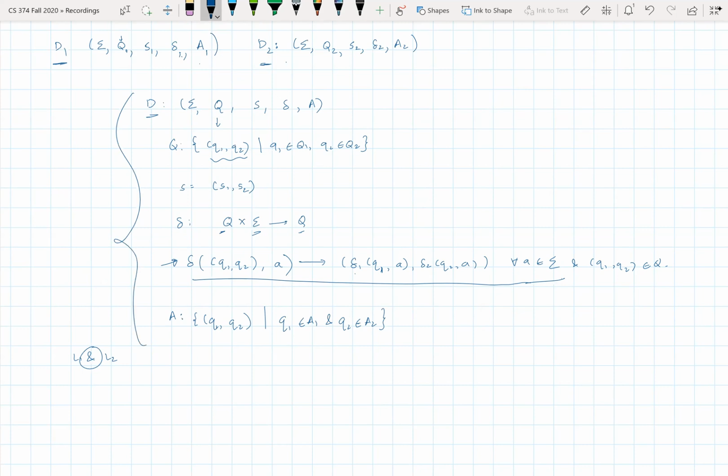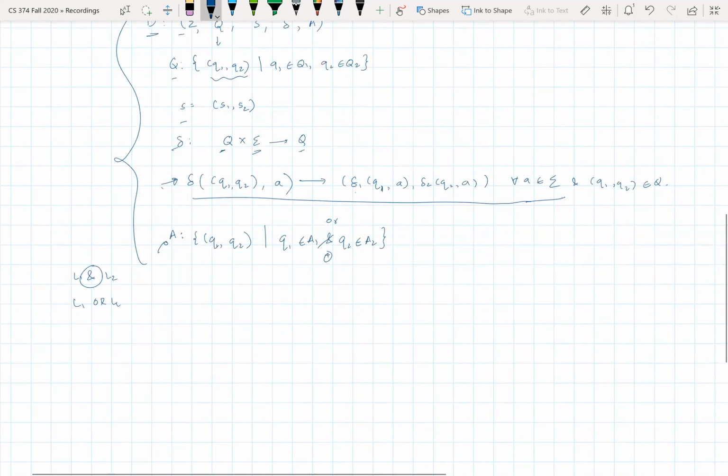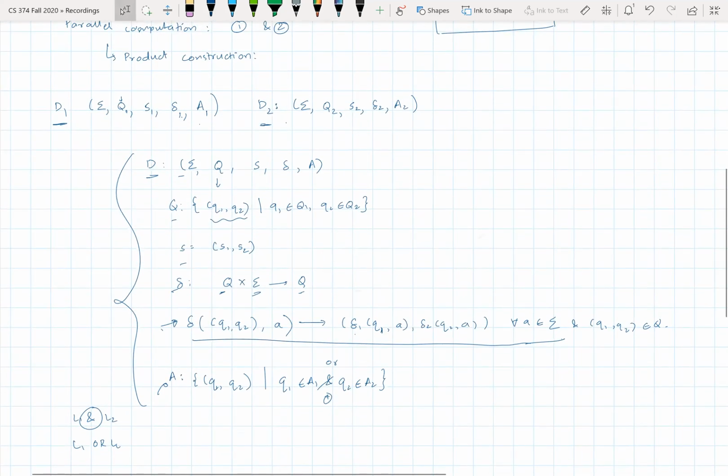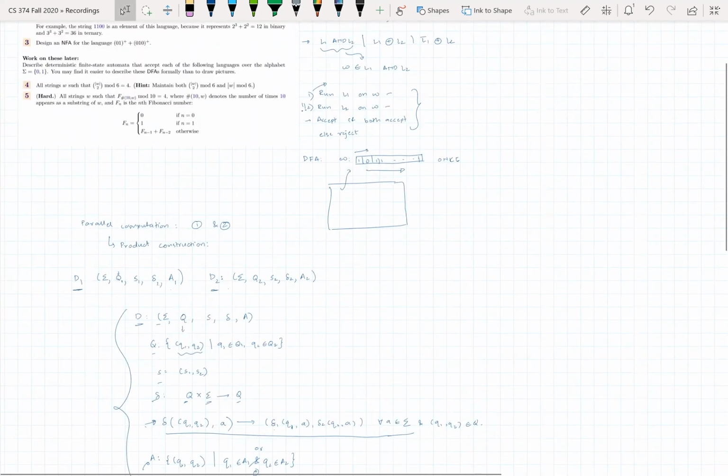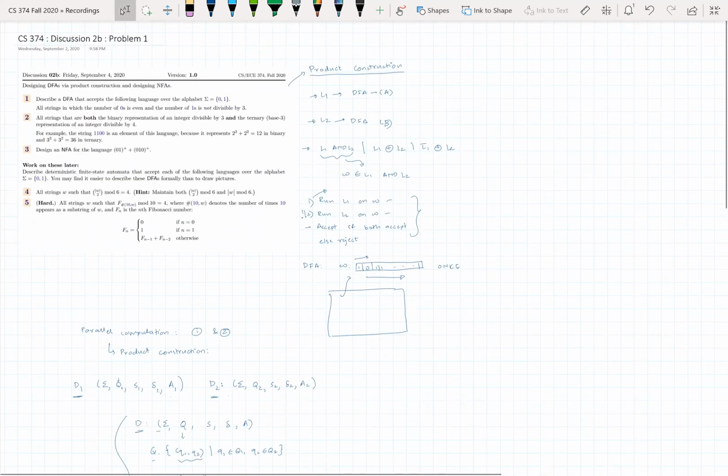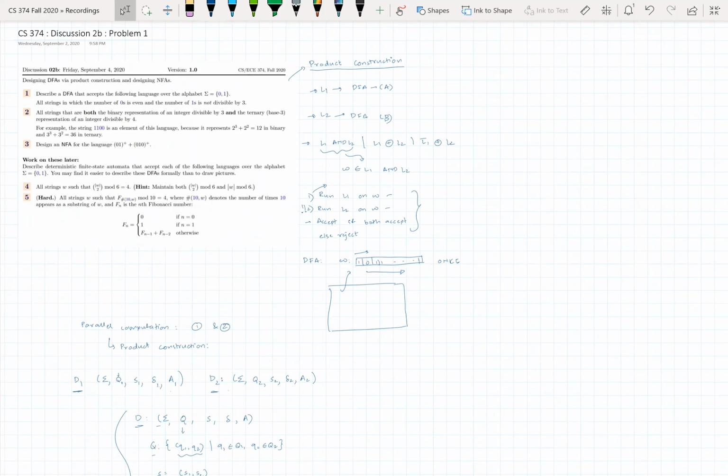Now, if you wanted some other thing, suppose you wanted L1 or L2, then only the accept state changes. Most of this general boilerplate of sigma, Q, S, delta remains the same. If it is L1 or L2, then this becomes OR. If it is XOR, this becomes XOR, et cetera. So that is how product construction works. I think we have all the theory we require to jump into the problem now.